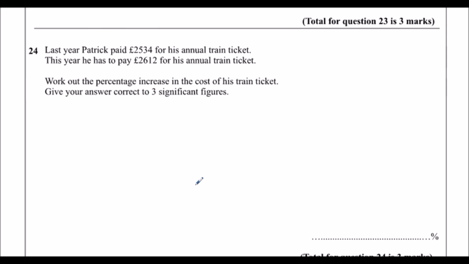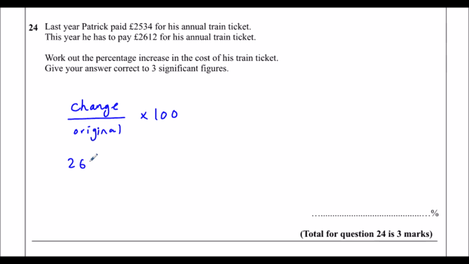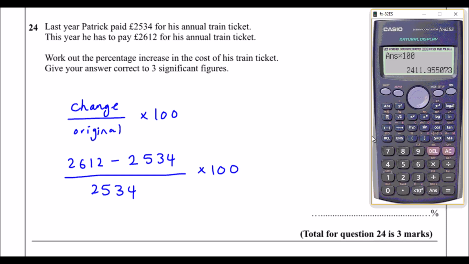So to work out a percentage increase, we're going to get the change, divide by the original, times 100. So the change is 2,612 take away 2,534 over the original, which was 2,534 times 100. So 2612 minus 2534 over 2534 times 100. So that's 3.08% to 3 significant figures.